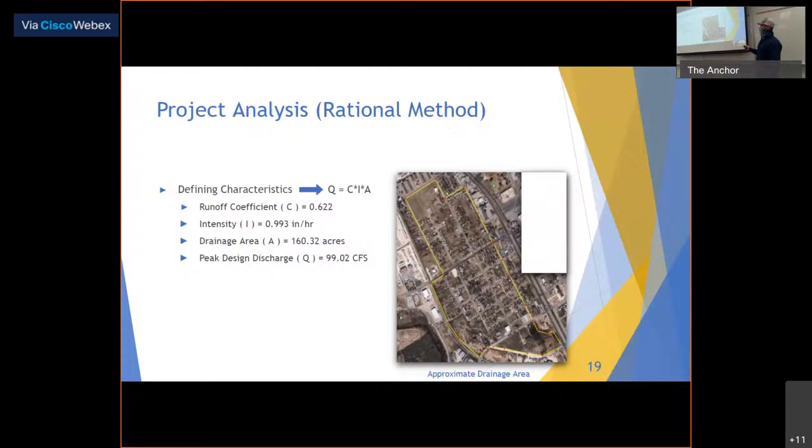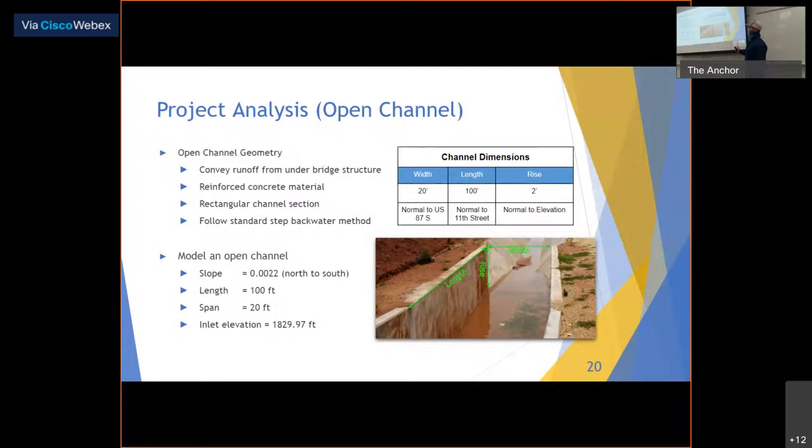We decided to go with our bridge option design first because that was the easiest one to move along with in the rational method. So we knew that we'd have to convey runoff from below the bridge to the outlet structure in the TxDOT right of way. And we thought that the best way to do this was a reinforced concrete material with a rectangular section. The channel's modeled here with a slope of 0.0022 running north to south, and a length of 100 feet, spanning 20 feet underneath the bridge, and setting the inlet at an elevation of 1829.97 feet.